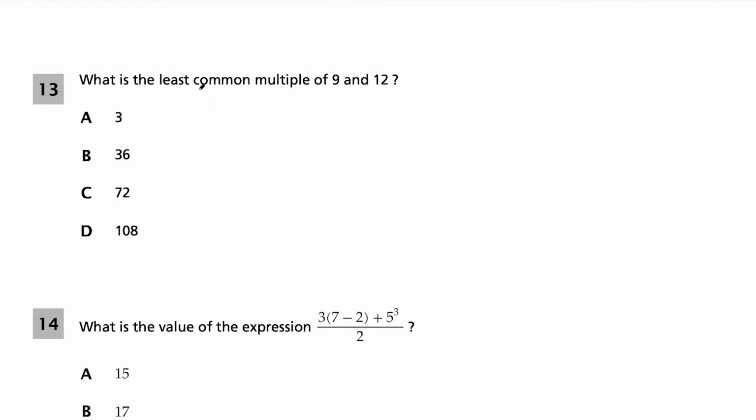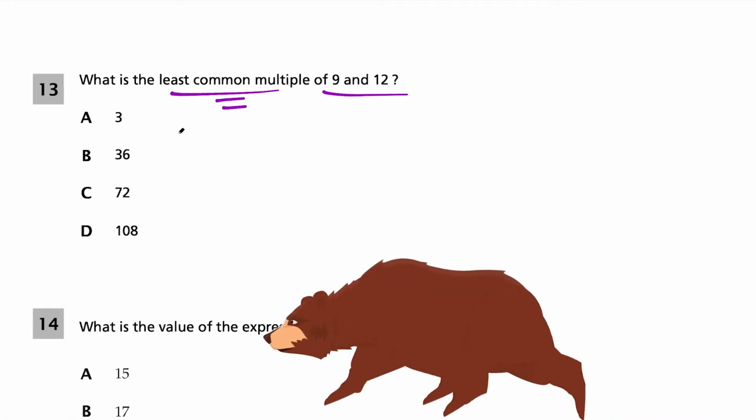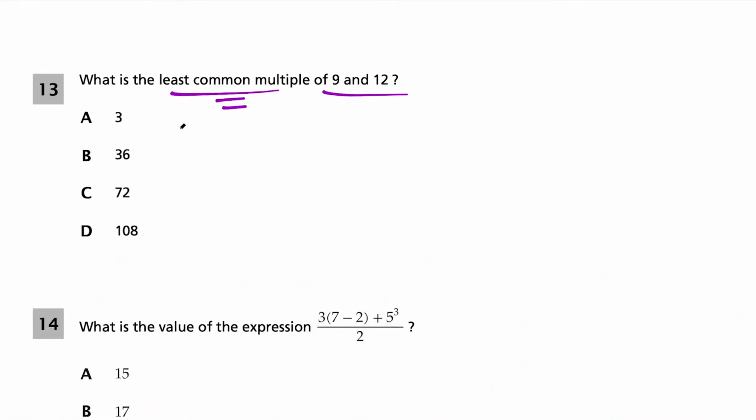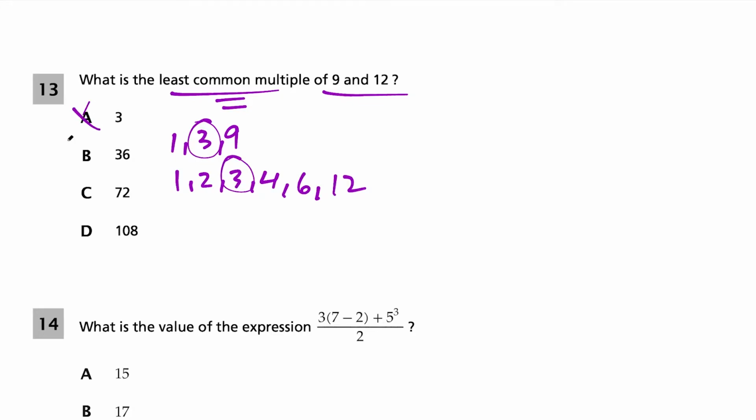Question 13, what is the least common multiple of 9 and 12? Now be careful of choice A. Choice A is a dangerous bear trap. So students might look at this and say, all right, the factors of 9 are 1, 3, and 9, and the factors of 12 are 1, 2, 3, 4, 6, and 12 like this. And they might say, oh, 3 is the biggest number they have in common, but be careful. Once again, this is a dangerous bear trap. That would be the greatest common factor of 9 and 12. So the greatest common factor of 9 and 12, that would be 3.